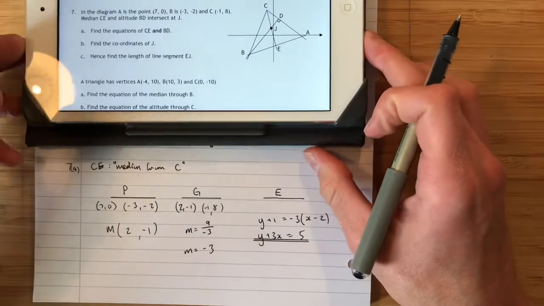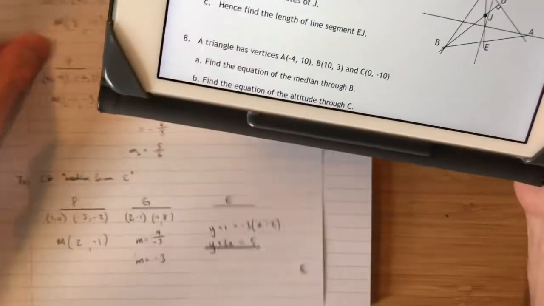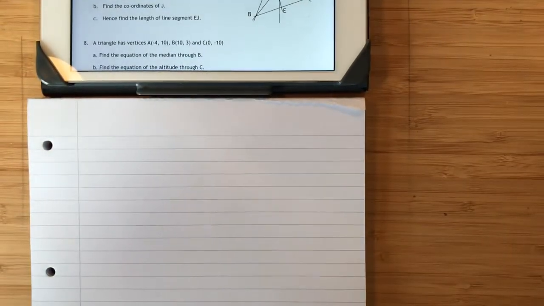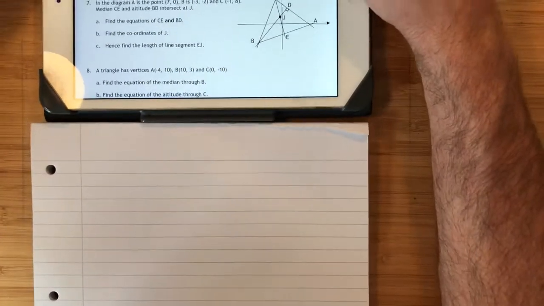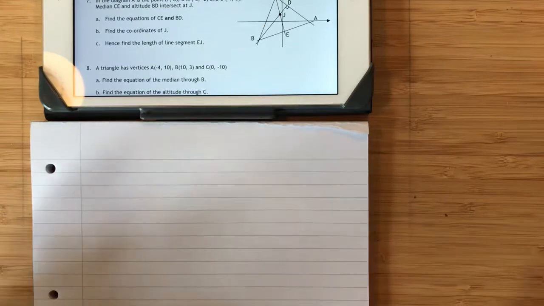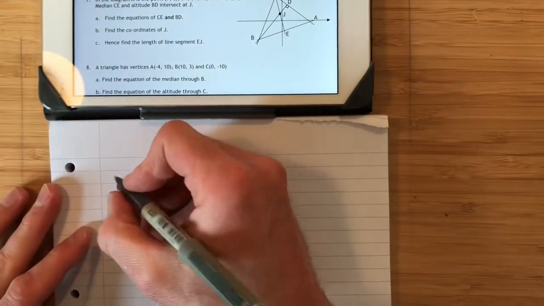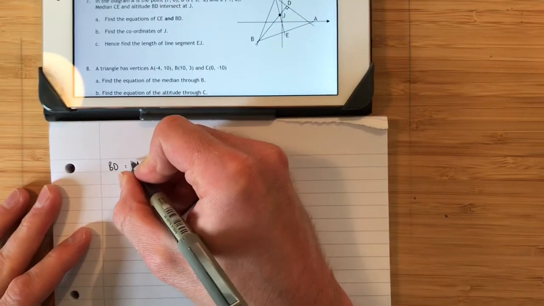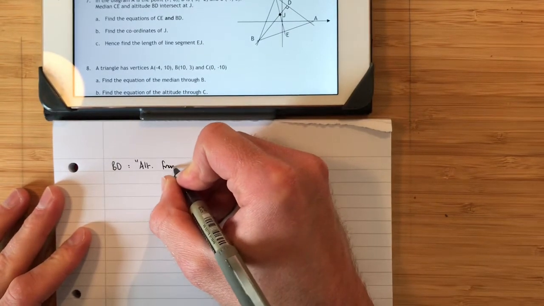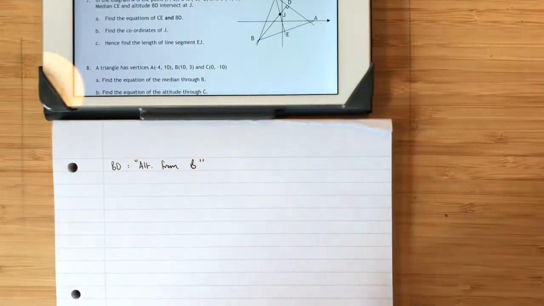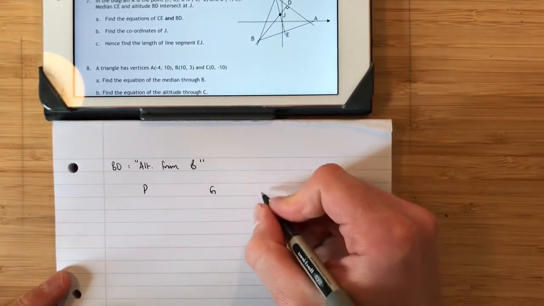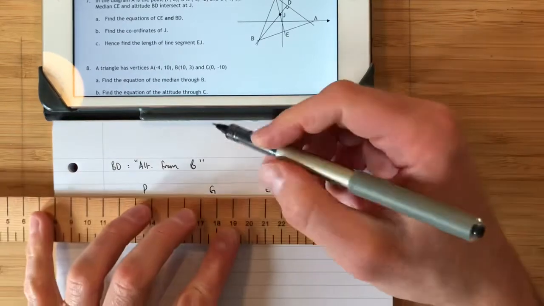Right, still on part A. I've got another bit to do, because part A also wants me to find the equation of BD. Can't see that yet, can you? Right, so it also wants me to find the equation of BD. BD is the altitude from B. Right, the altitude from B. So I need to do point gradient equation.